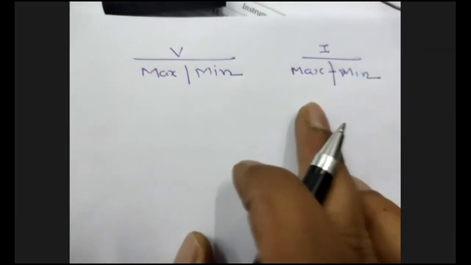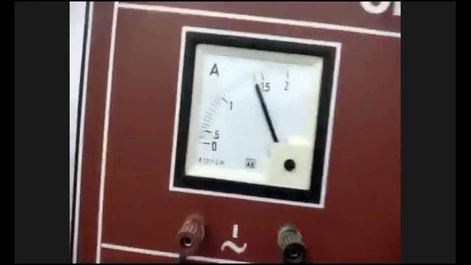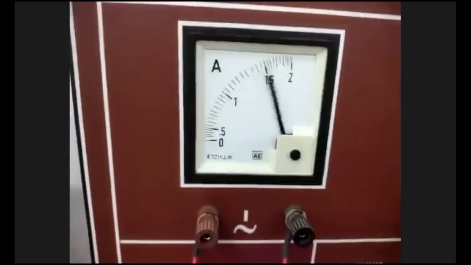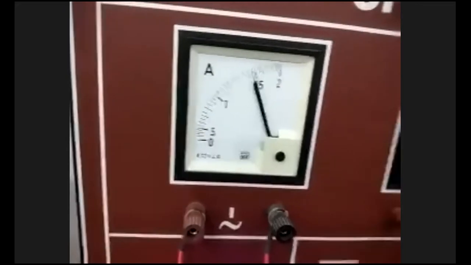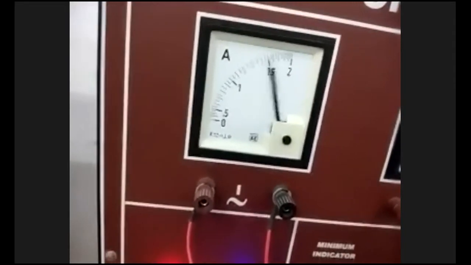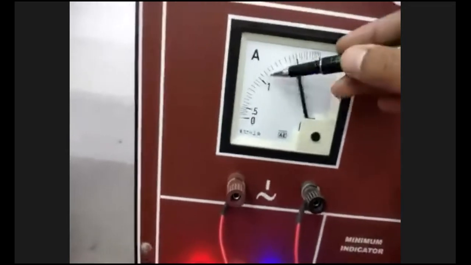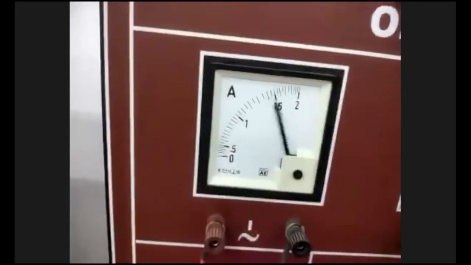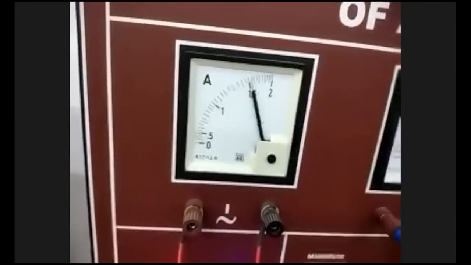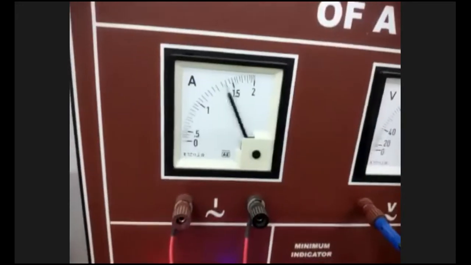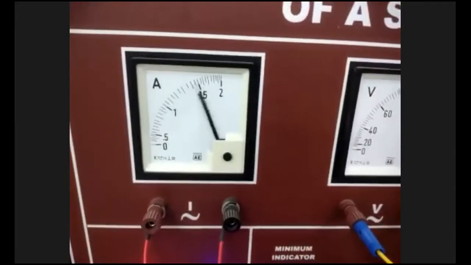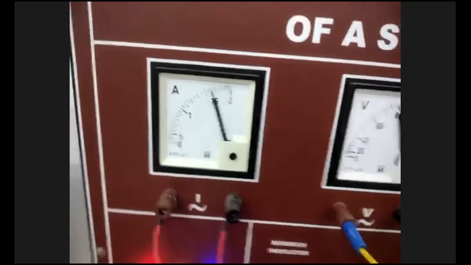And now we are taking the current reading, maximum to minimum. So please tell me, what is the current? Here, please take out the calculator. Here, in between 1 to 1.5, 10 divisions are there: 1, 2, 3, 4, 5, 6, 7, 8, 9, 10. So 0.5 divided by 10, how much? 0.05. Take out the calculator and do it quickly.